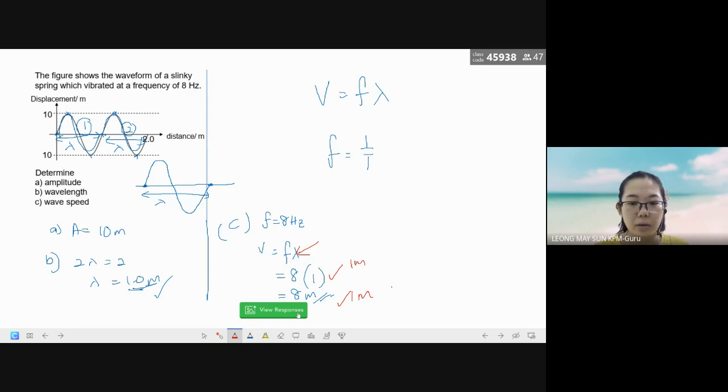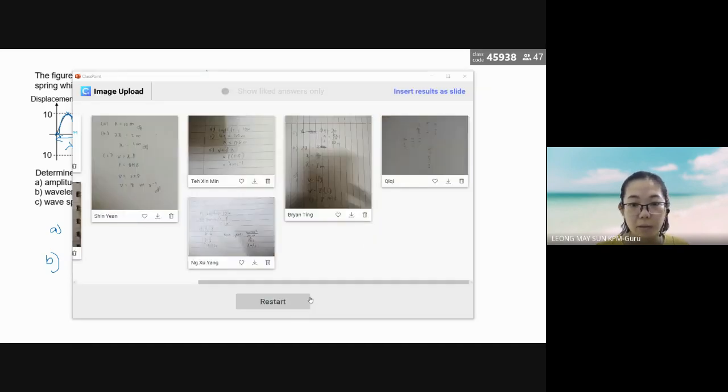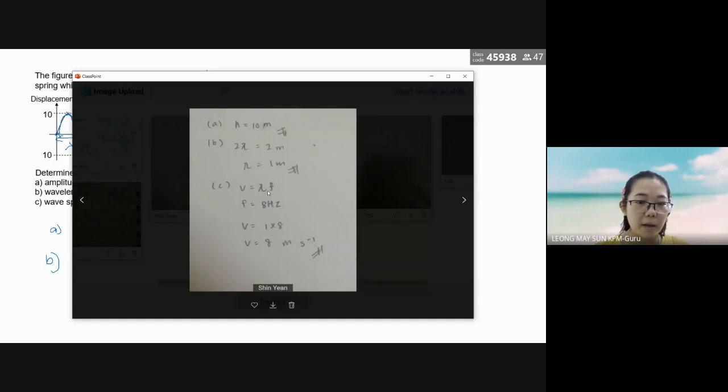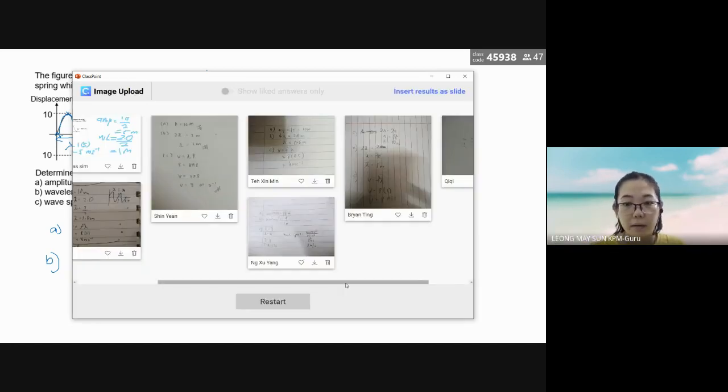Okay. So for example, Xinyan, I'm going to take your example to show. For Xinyan's this part, she did the formula, and then she put F equals 8 hertz here. And then I was staring at her working for quite some time because I see V equals F lambda, 8 hertz, F, and then suddenly 1 times 8. So the flow is a little bit messy. So make your flow better, Xinyan. All right, so the rest I think shouldn't be much of a problem.